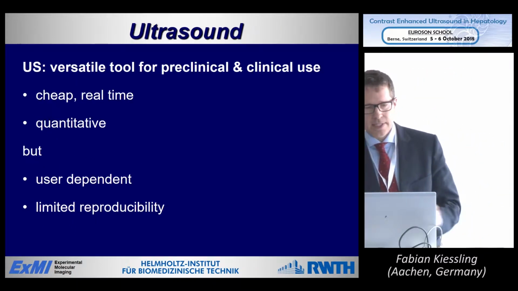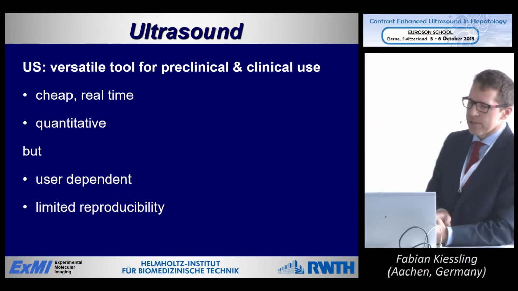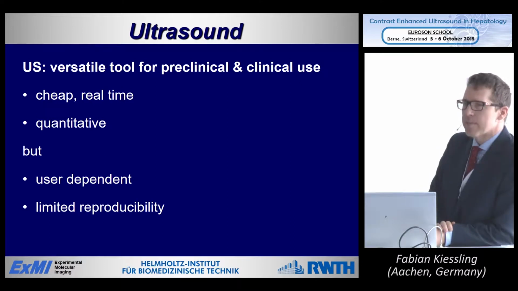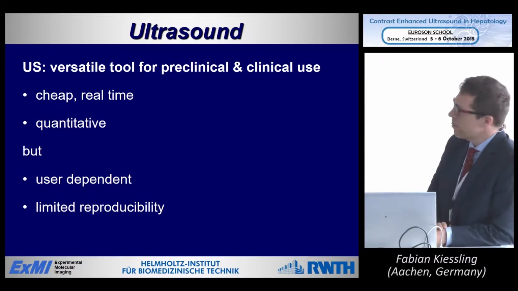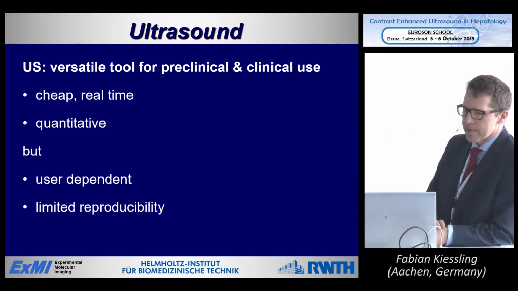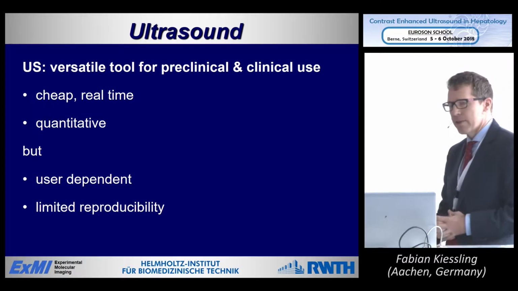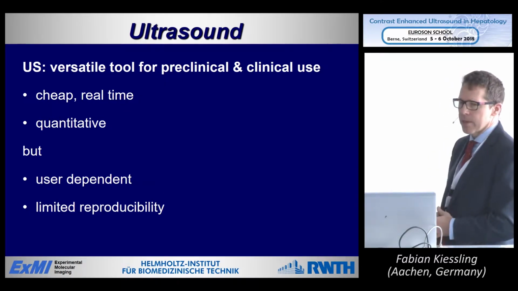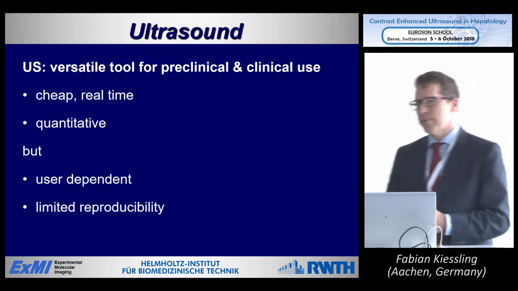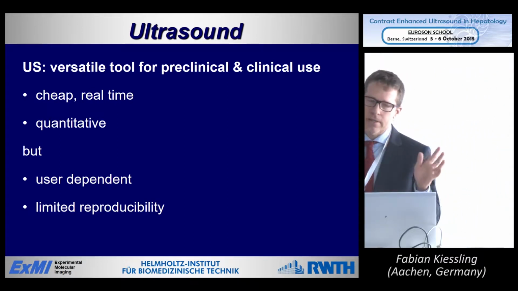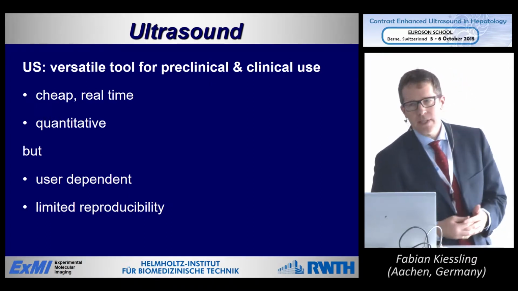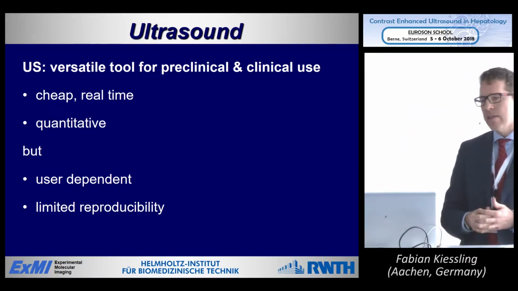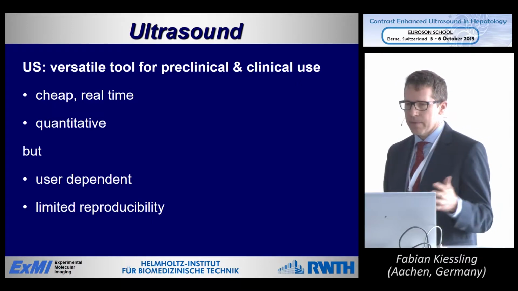Well, so we can say that ultrasound is really a very versatile tool and can be nicely applied in preclinical research and the clinics. And in addition to this multitude of parameters, it's also cheap and real-time. And it can be quantitative. Even it's mostly quantitative, but it still is user-dependent and it has a limited reproducibility. And this is the reason why you find so few papers about radiomics and theranostics in the ultrasound field. So what can we do about it?